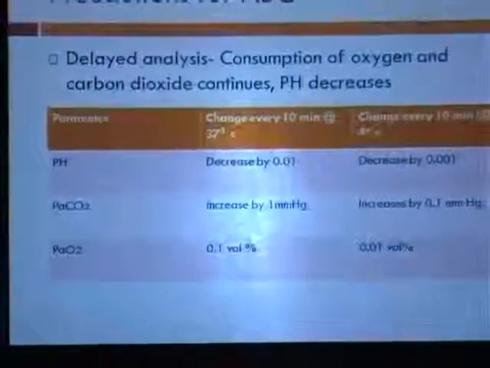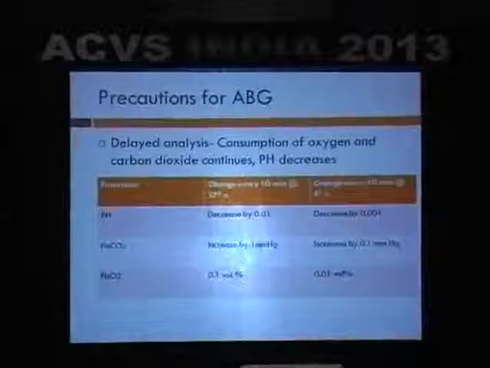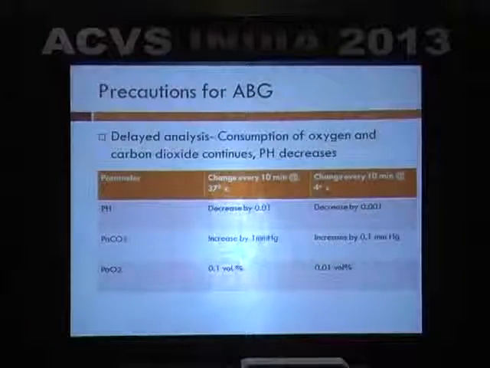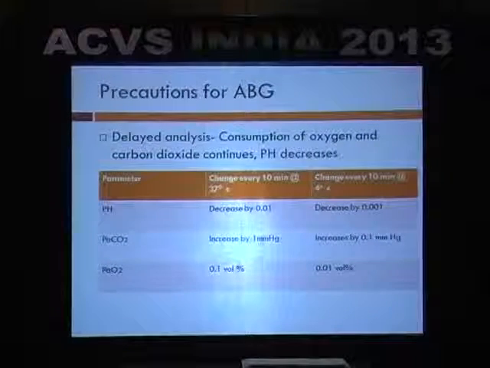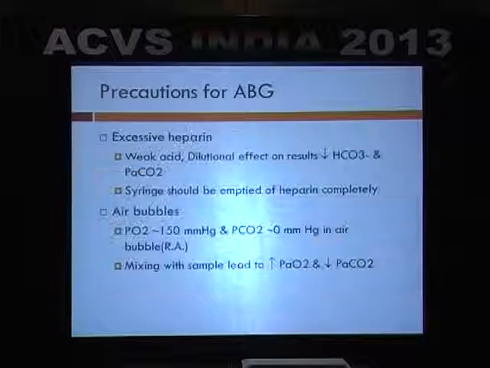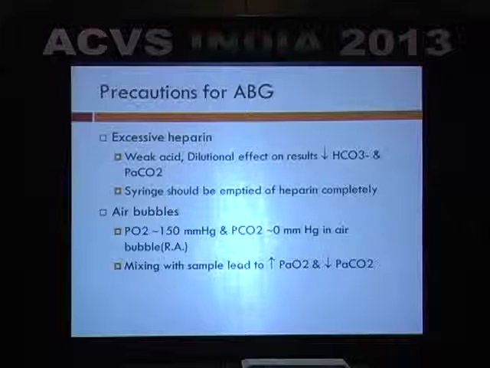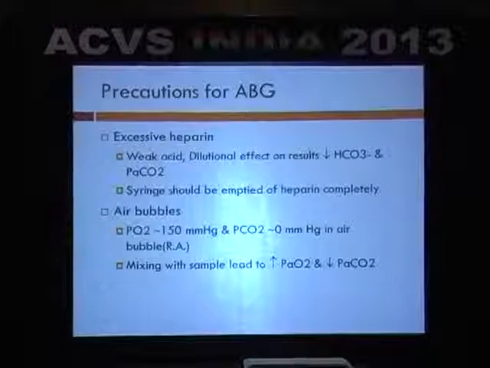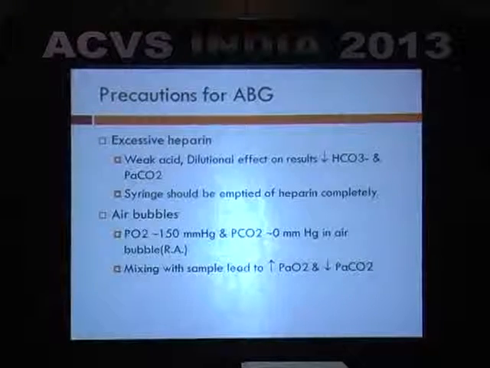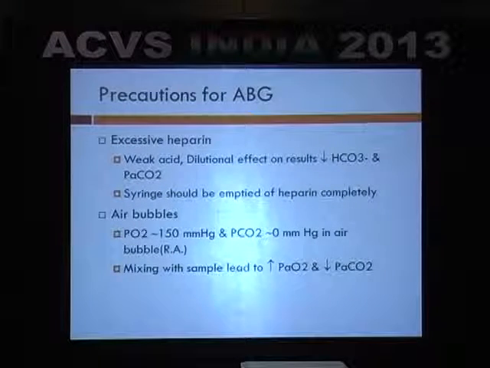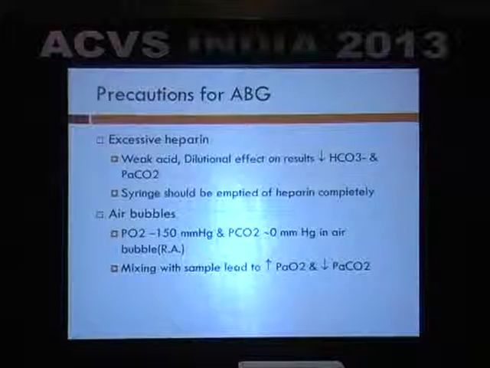So the important thing is that when you take an ABG, you have to send it to the lab immediately, because the consumption of oxygen and carbon dioxide continues even after taking the ABG. So they will give you falsely low values of PaO2 and falsely high values of PCO2. And the syringe should be completely flushed of the heparin, because if the heparin is still there in the syringe, it leads to faulty values of bicarbonate as well as the PaCO2. And there should not be air bubbles. Air bubbles lead to falsely elevated PaO2 and decreased CO2 levels.